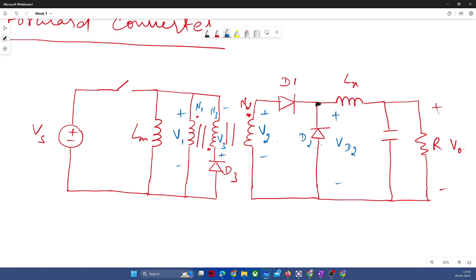Can you repeat this once? Yes, the purpose of this tertiary winding is to reduce the magnetizing current to 0 before the start of the next cycle or period. Every time we must reset the flux in the core; it should be 0 before the start of the next cycle. Is it fine now? Okay, sir.